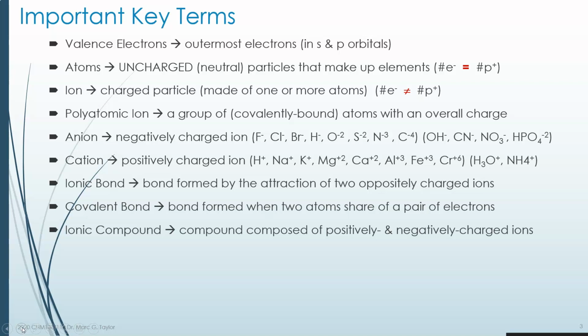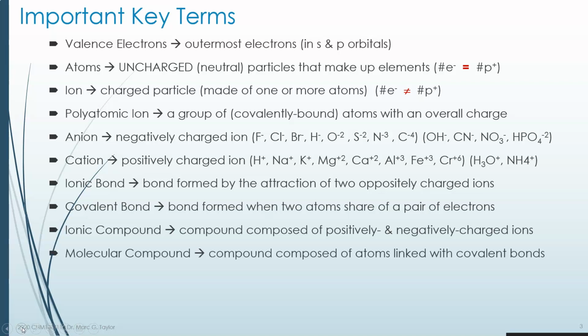So ionic compounds are composed of ions that are positively and negatively charged, so that makes sense. Ionic compounds come from ionic bonds that are formed between ions. Molecular compounds, also known as covalent compounds, are formed with atoms that are bound by covalent bonds.